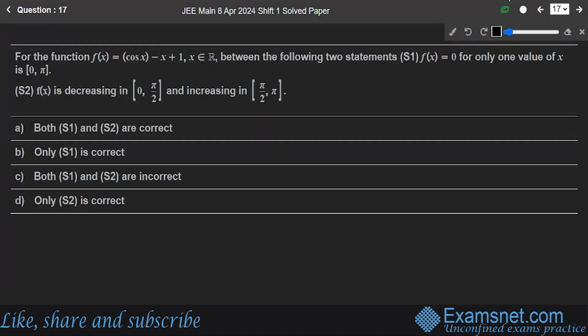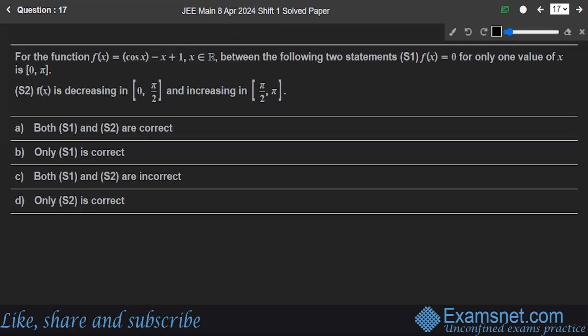Question number 17, for the function f(x) = cos x - x + 1 for x belonging to real numbers, between the following two statements. This is the first statement: f(x) = 0 for only one value of x. And second statement: f(x) is decreasing in this and increasing in this interval.